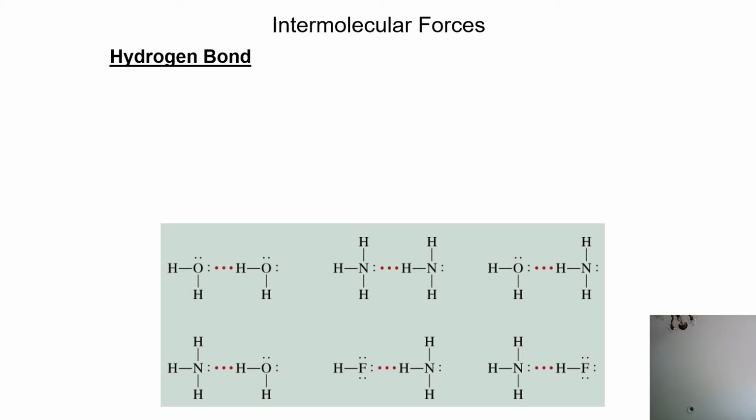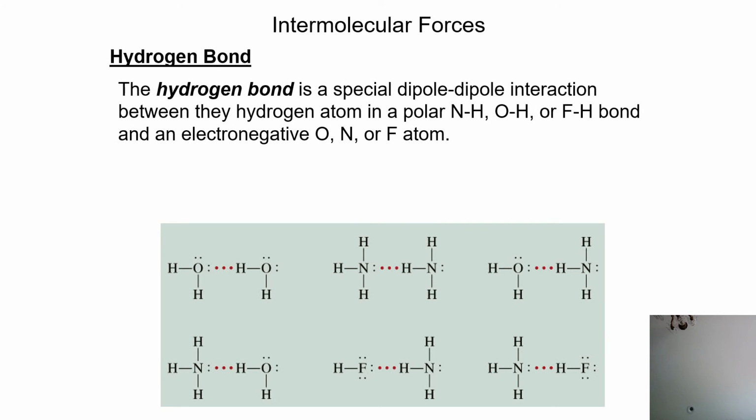And the last and the strongest of the IMFs is something called a hydrogen bond. Now, this is not a chemical bond. It is an electrostatic attraction. So it's a special type of dipole interaction, and it involves only hydrogens that are bonded to an N, O, or F, and the hydrogen bond or interaction occurs between a hydrogen and an F, O, or N.